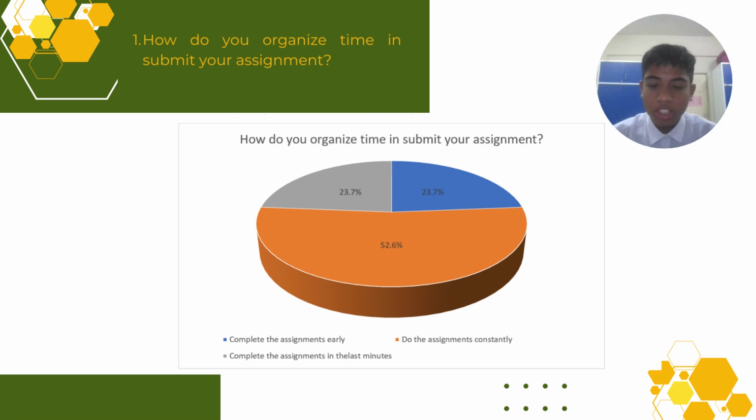Now we go through the data presentation. They are divided into qualitative data and quantitative data. For qualitative data, we interpret the data obtained through a pie chart. For the first question, we ask how students organize time to submit their assignments. By this question, 23.7% answered completing at the last minute, 23.7% completing early, and 52.6% doing assignments constantly.